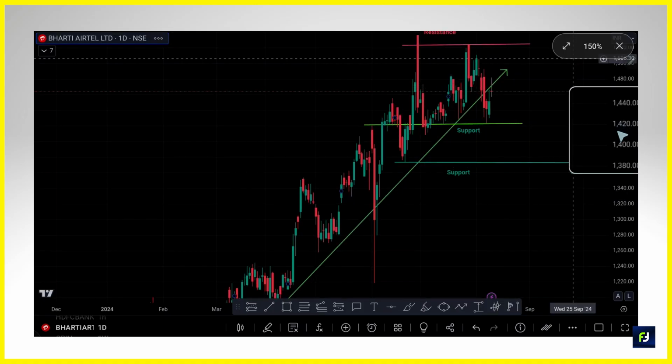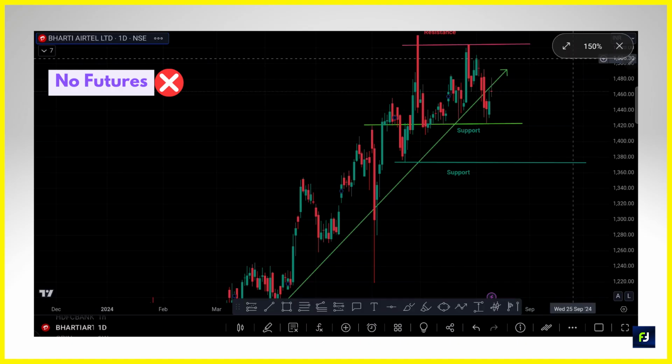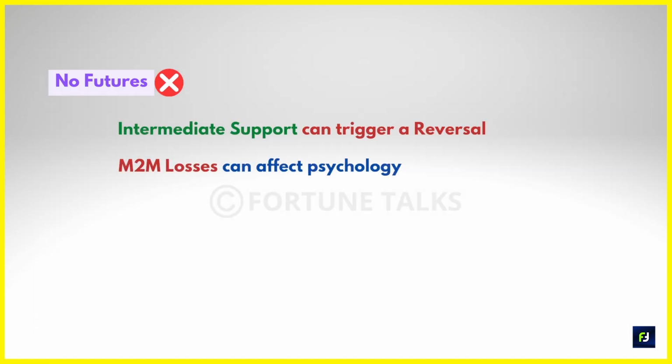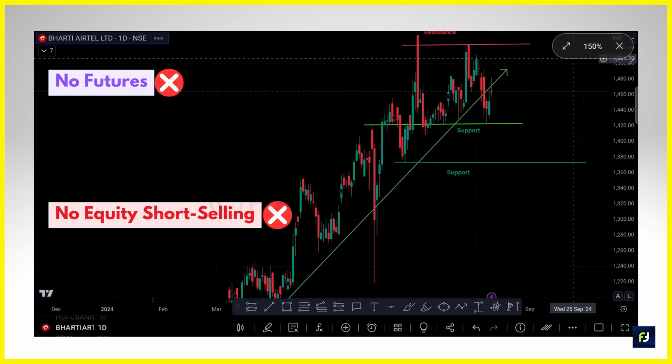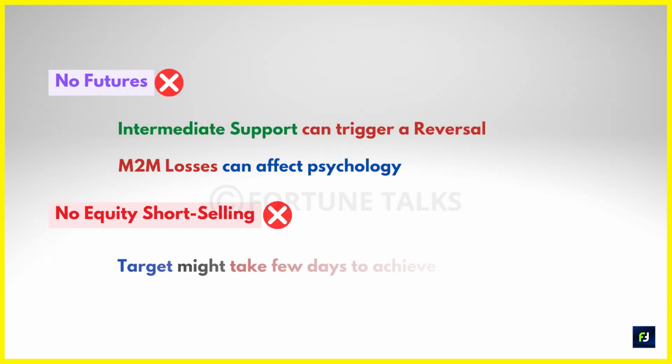So this level might possibly trigger a reversal. Since I am planning to take a trade against the trend and because I am a little worried about this intermediate support level, I'm not willing to sell the futures. I don't really want to be bothered by the M2M fluctuations. And since it might take a few days to attain the target, shorting equities is also not an option, as short selling of equity stocks can only be done on an intraday basis.